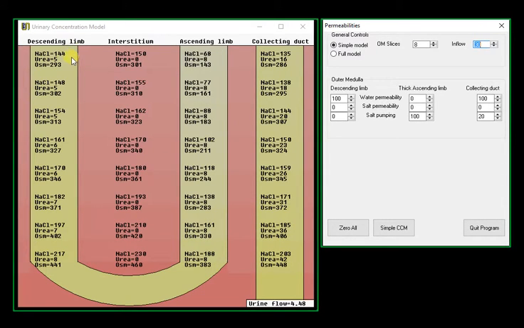So in summary, water moves out here, the osmolality increases, and as you move into the ascending limb, the osmolality decreases as salt pumping moves the salt into the surrounding interstitium.